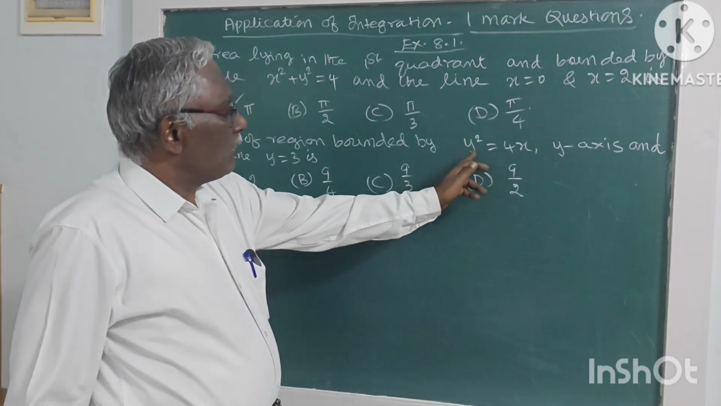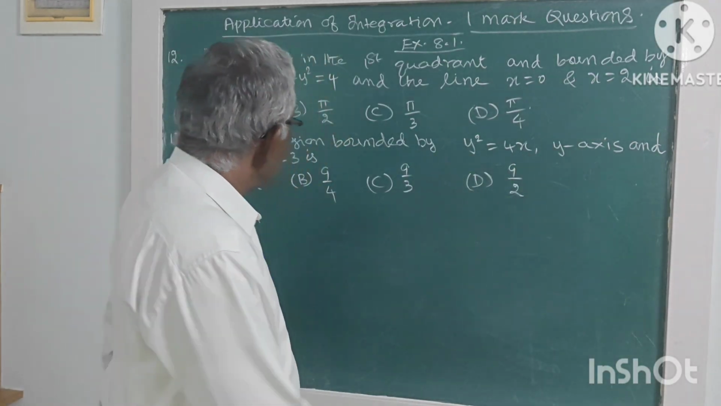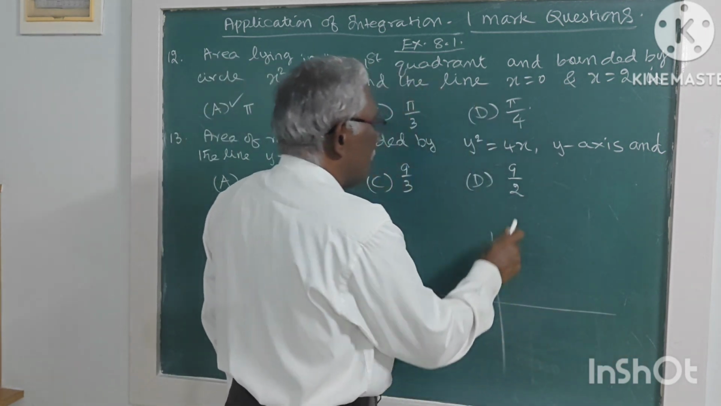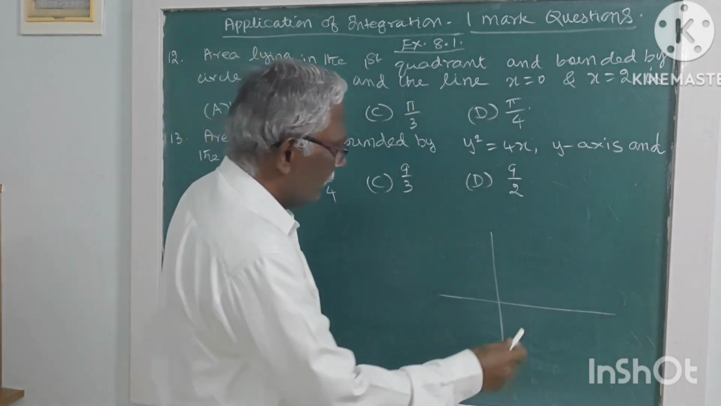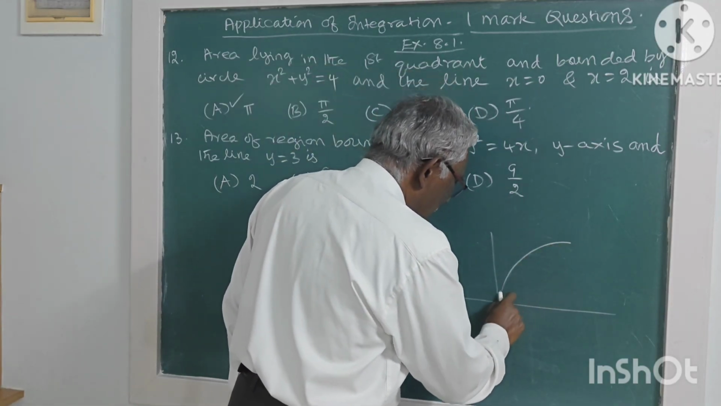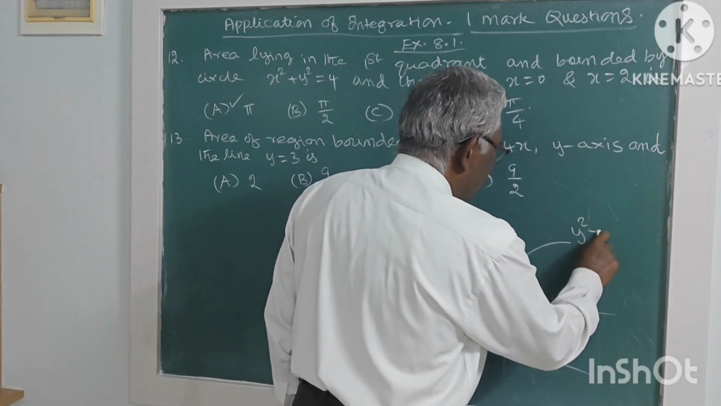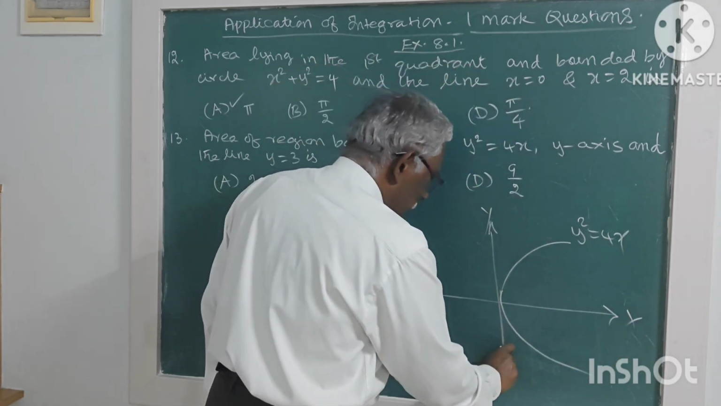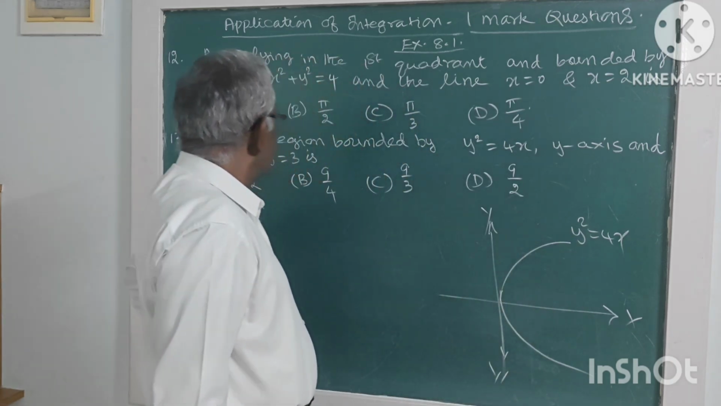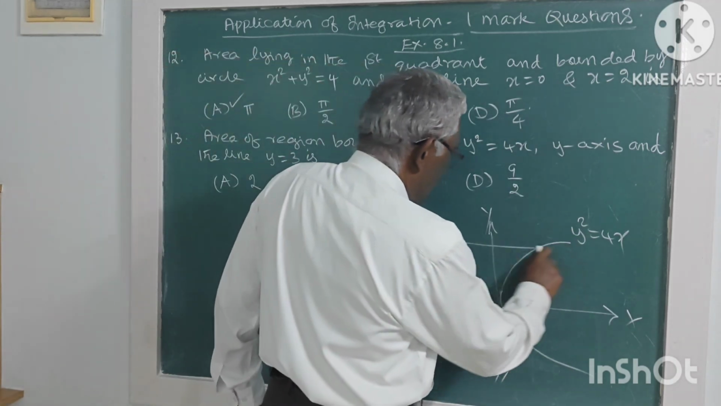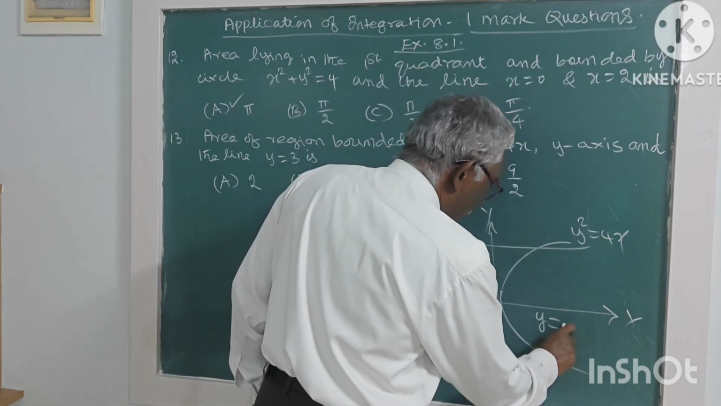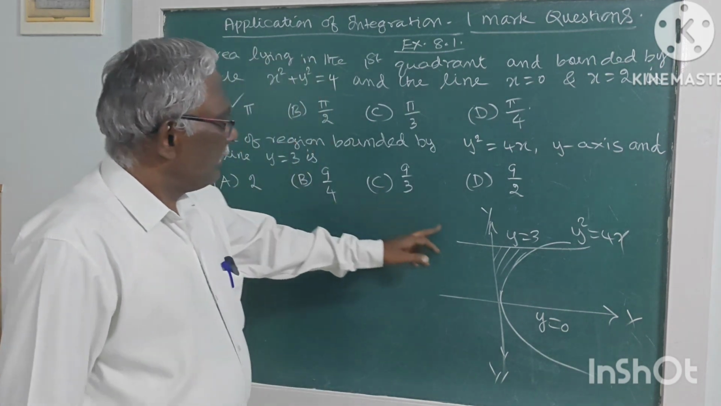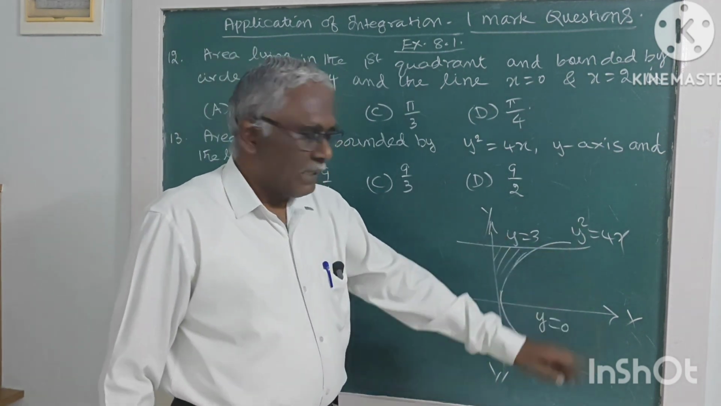Area of the region bounded by y square is equal to 4x, the y-axis and the line y is equal to 3. Just we will draw the rough sketch. y square is equal to 4x is a right-handed parabola. The parabola, the y-axis, and y is equal to 3. The equation of the x-axis is y is 0, and this is y is equal to 3. So we have to find this area bounded by the parabola, the y-axis and the line y is equal to 3.